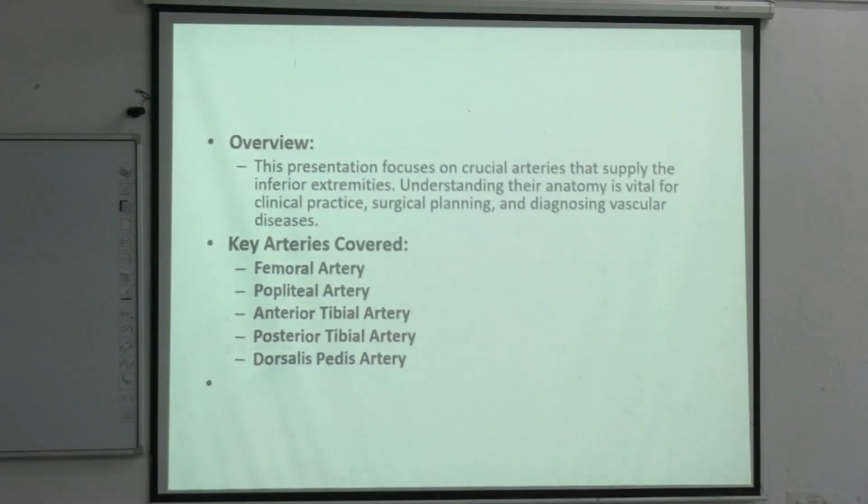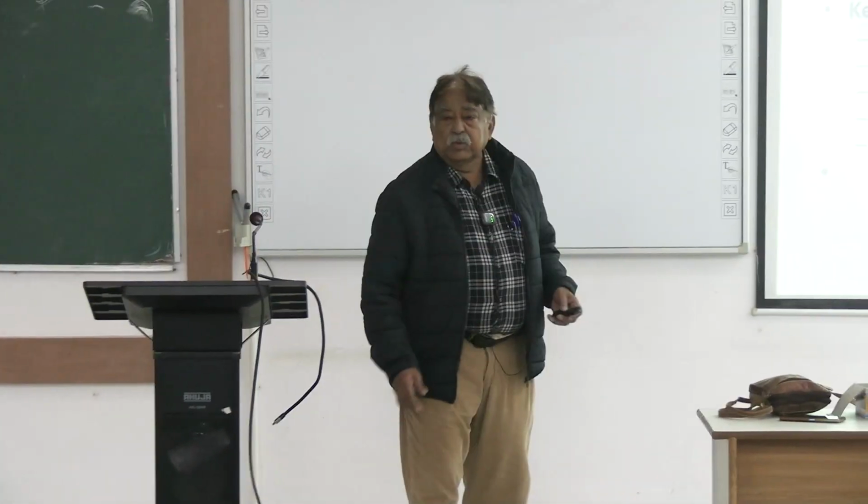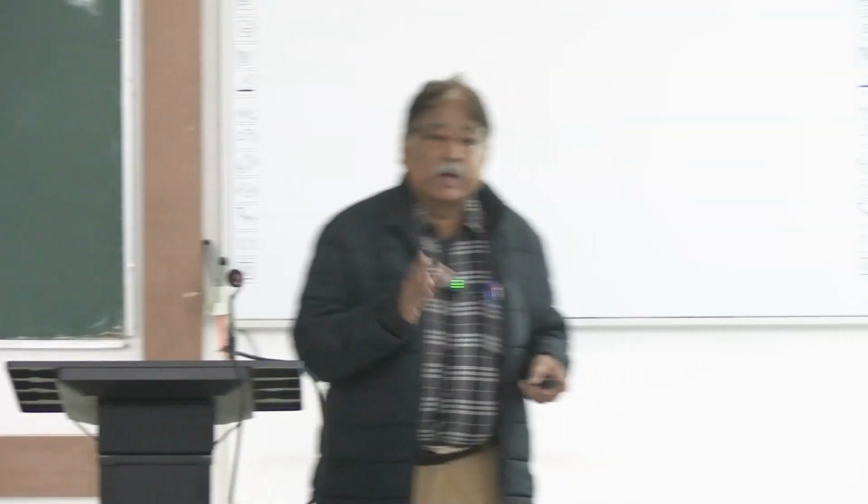Now, the key arteries are the femoral artery, popliteal artery, anterior tibial artery, posterior tibial artery, and dorsalis pedis artery. The femoral artery is in the femoral triangle, and in this aspect you can see the pulsation. In the posterior aspect, the popliteal space, you can see the pulsation and also feel it. Then you go to the arteria dorsalis pedis, and you will feel the pulsation. Accordingly, you have to judge clinically.